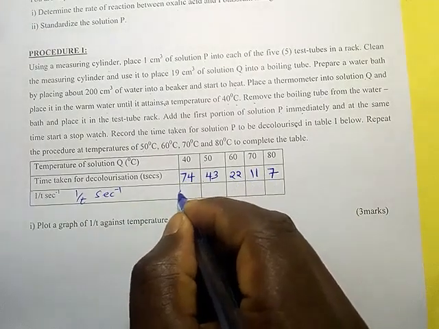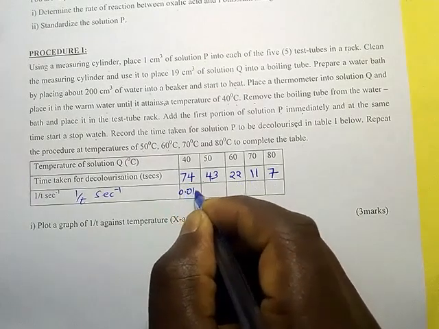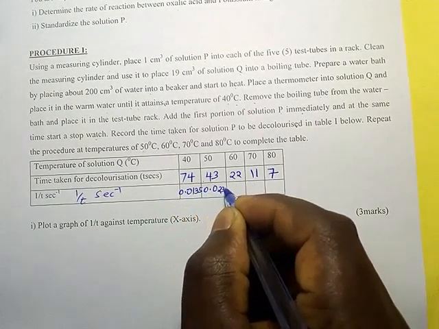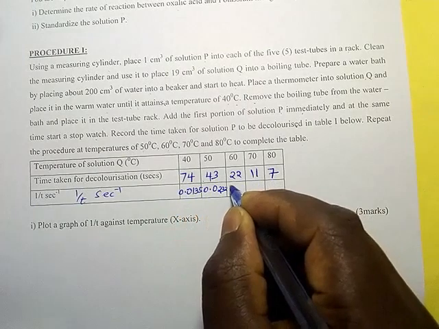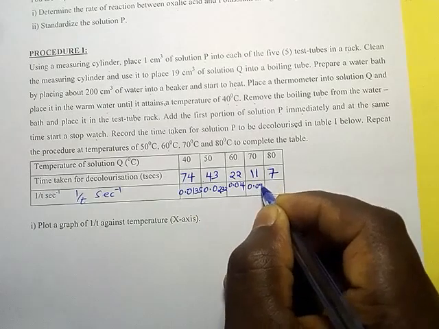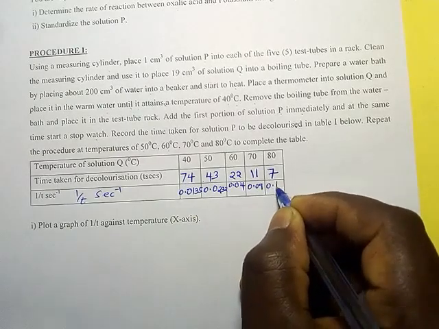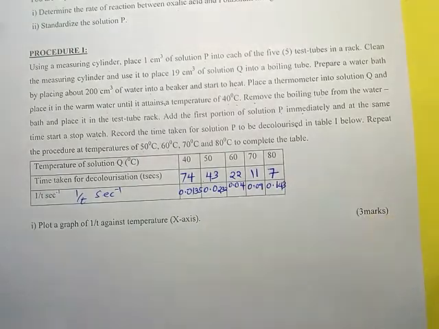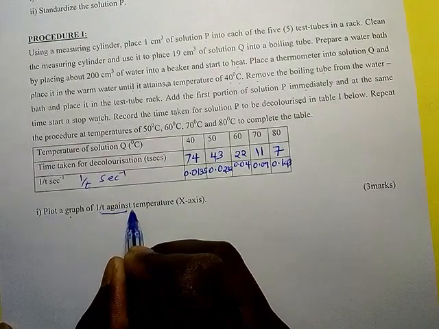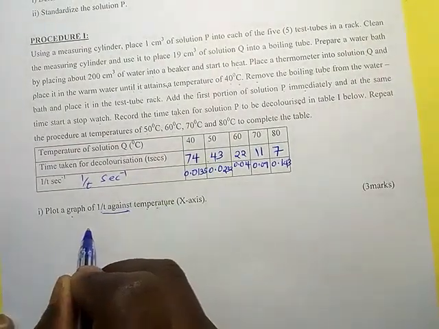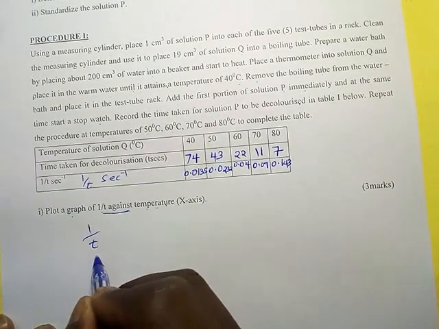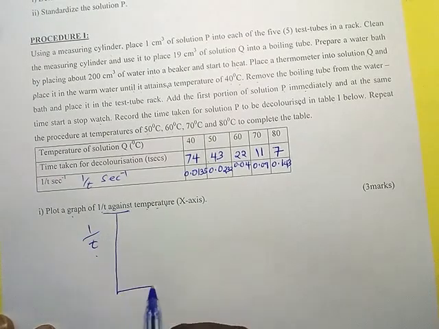You will find this one will be 0.0135. This one will be 0.0232. This one will be 0.04. This one will be 0.09. This one will be 0.143. So we are required to plot a graph of 1 over t against temperature. So 1 over t, remember it is the rate of reaction. The rate is 1 over t. So we are going to draw 1 over t against temperature.